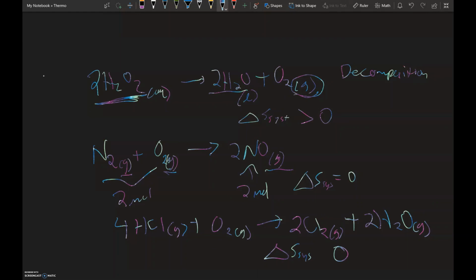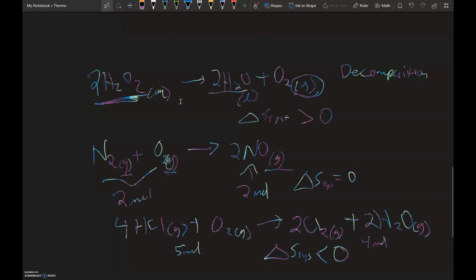All right, that's 30 seconds. If you said that entropy was less than 0, you are correct. The reason for that is they're all gases the whole way across, so we have to focus on the number of moles of reactants compared to products. There are 5 moles of reactants and there are 4 moles of products. That means it's becoming more ordered, and more ordered means the entropy of this system is going to go down.